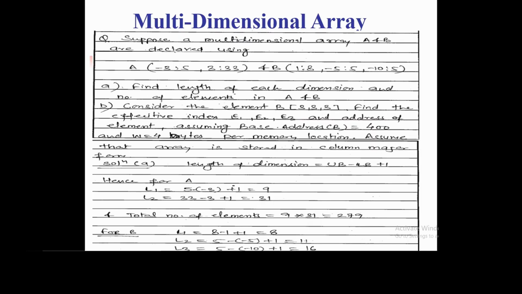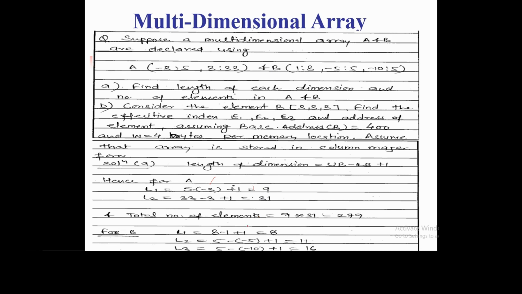Now let's suppose we are given a question where we need to find the address in the column major order form. Suppose these are two- and n-dimensional arrays. The question is to find the length of each dimension and the number of elements in A and B. So first we will solve this. It is a two-dimensional array, so the length of the first dimension will be 5 minus 3 plus 1, that is 9. And here 33 minus 3 plus 1, that is 31. So these are the lengths of the dimensions of the first array.